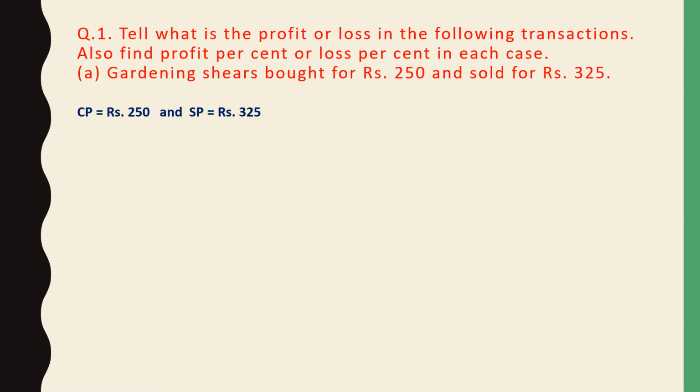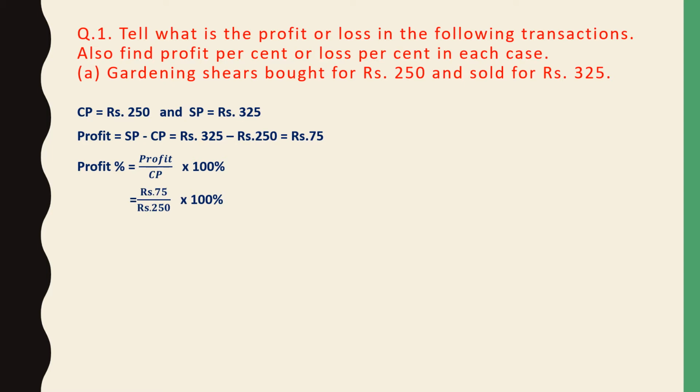CP rupees 250, SP 325 rupees. Here we can see SP is greater than CP, hence we have profit. SP minus CP, which gives us rupees 325 minus rupees 250, that is equal to rupees 75. Profit percent is equal to profit divided by CP into 100%. That is rupees 75 divided by rupees 250 into 100%.